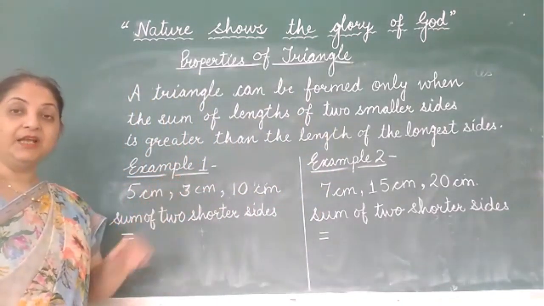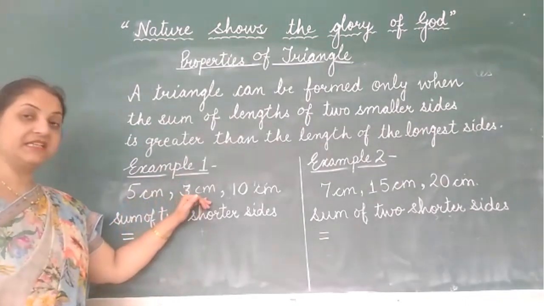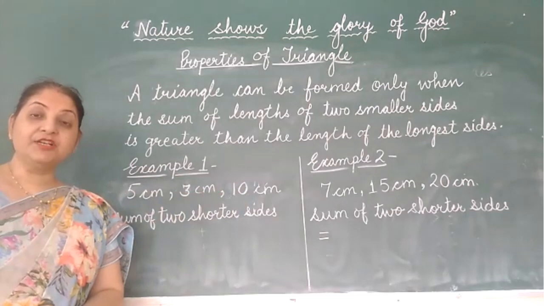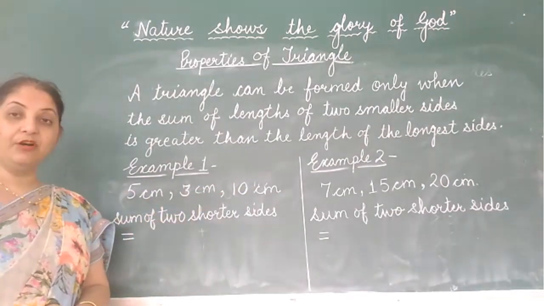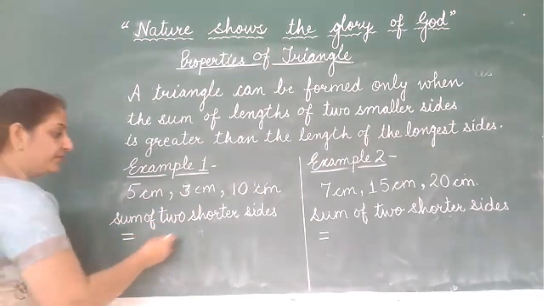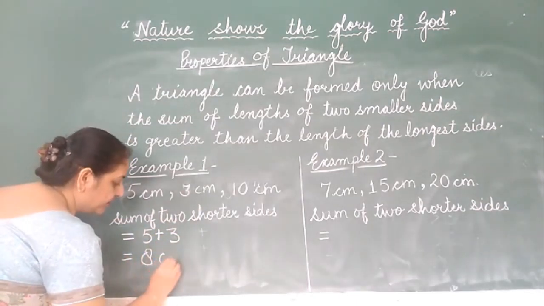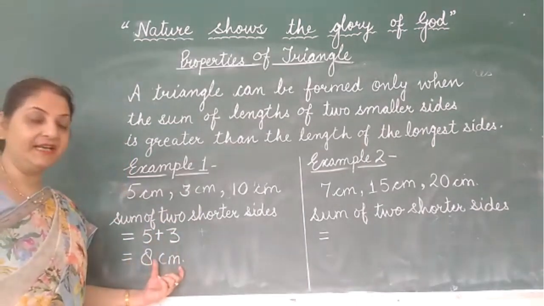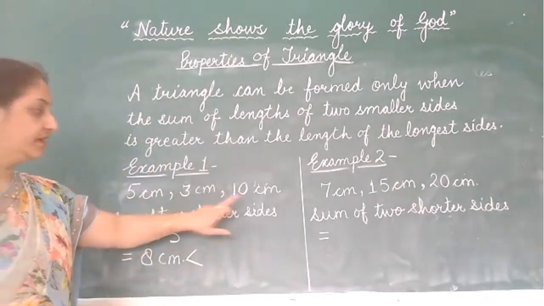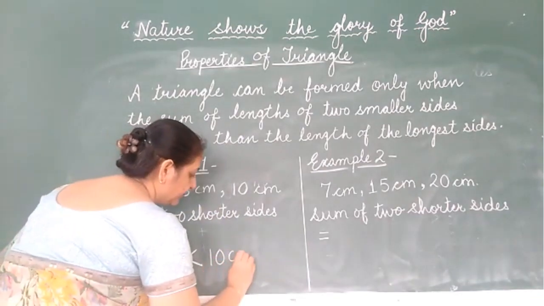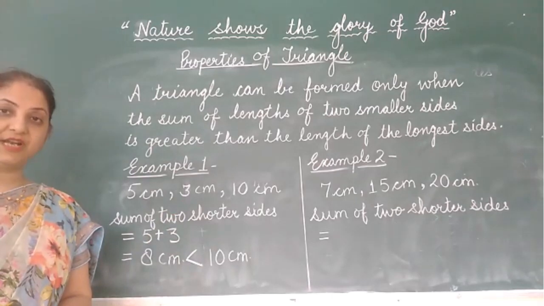In this example, the length of sides is given 5 cm, 3 cm and 10 cm. The two shorter sides are 5 cm and 3 cm. So let us get the sum of these two sides. The sum of two shorter sides is 5 plus 3, 8 cm. The sum of two sides is smaller than the third side, 10 cm. That means with the given measurements, we cannot draw a triangle.